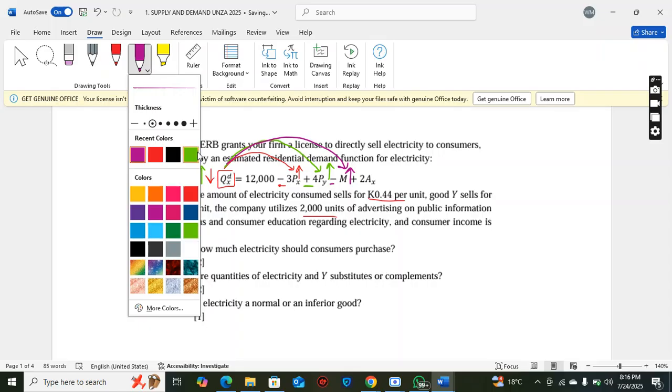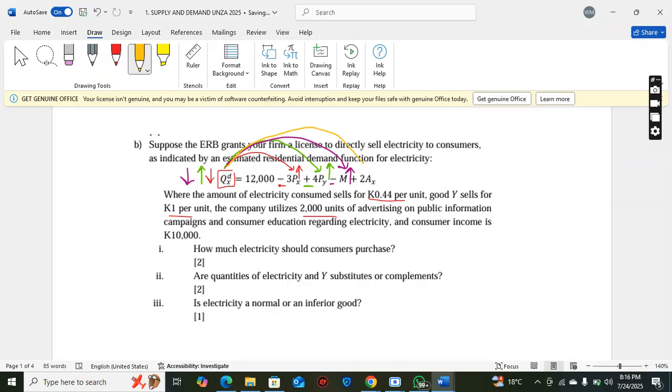And then finally, quantity demanded of electricity is dependent also on advertising. We have a plus sign here for advertising, meaning there's a positive relationship. So if advertising goes up, due to this positive sign, quantity demanded of electricity is also going to go up. If advertising goes down, quantity demanded of electricity is going to go down.